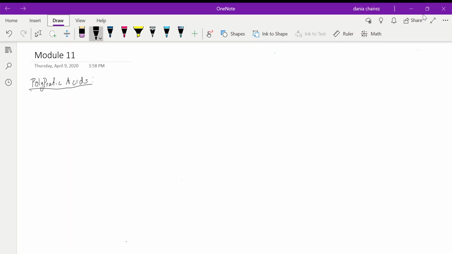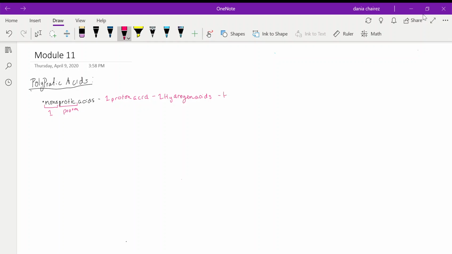So we're finally on the last part of this module, which is polyprotic acids. The acids that we've been dealing with up to this point have been monoprotic acids. If we break down the name, mono means one. Protic is just your proton. So that means that essentially we've been working with one proton acids, or one hydrogen acids, meaning that they only have one hydrogen.